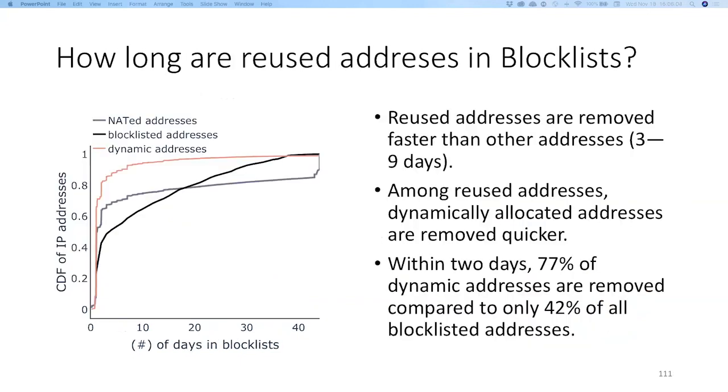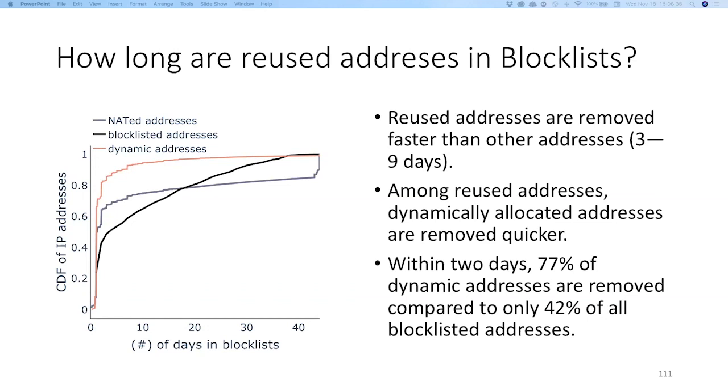The second question we attempt to ask is: how long are these reused addresses present in blocklists? This is particularly important because if reused addresses are present in blocklists for a long time, they could be unjustly blocked for that amount of time. We find that reused addresses are indeed removed much faster than other addresses. On average, reused addresses are removed in 3 to 9 days, compared to normal blocklisted addresses that are removed within 11 days.